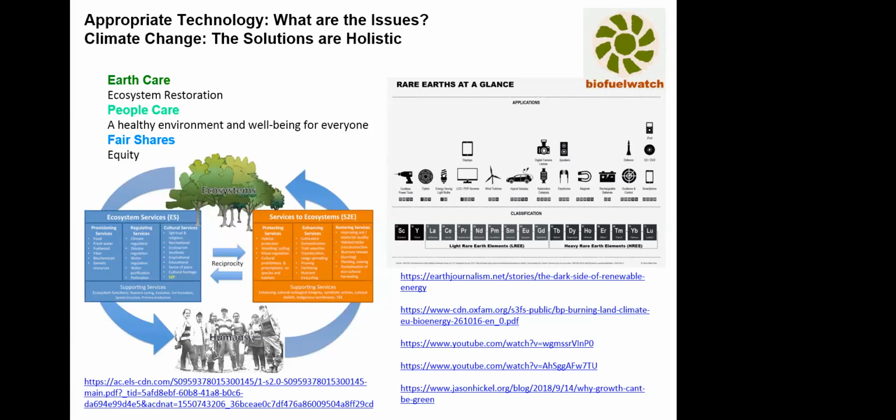Right at the bottom, there's an article by Jason Hickel, who's an anthropologist at the London School of Economics, and he is a huge critic of the idea of green growth. So there are some articles there for you to read and check up if you want to. And now over to SEO.